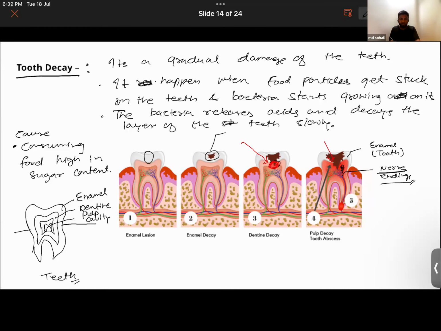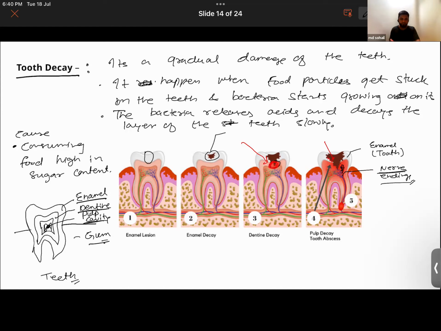Pulp cavity. And then finally you have the innermost part that is called as gum. It's GUM. So teeth is basically divided into 4 layers. First one is enamel, then you have dentine, then you have pulp cavity, then you have gum.